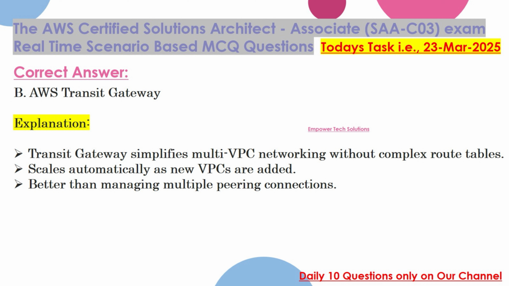Explanation: Transit Gateway simplifies multi-VPC networking without complex route tables. Scales automatically as new VPCs are added. Better than managing multiple peering connections.